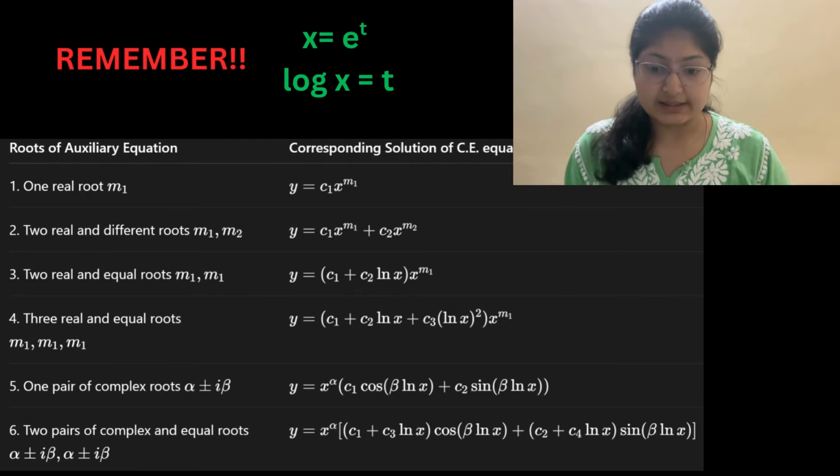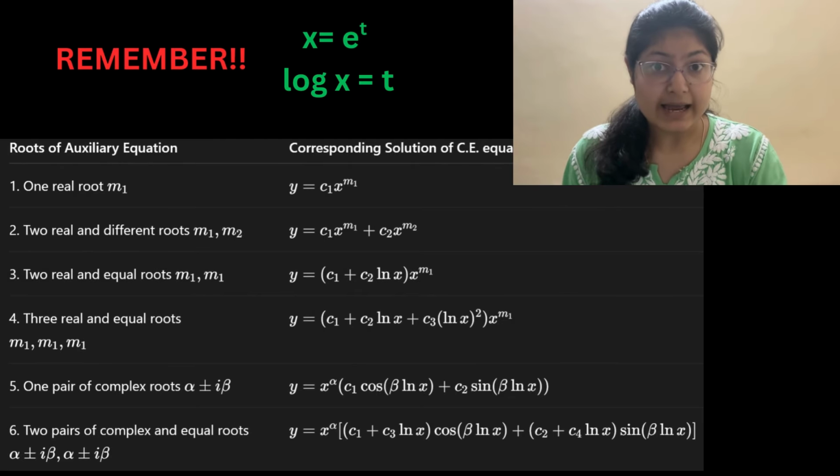Now to find it, we substitute x equals e to the power t, which reduces the Cauchy-Euler equation to one with constant coefficients, which makes it easier to solve. Then, after solving the auxiliary equation, depending on the roots, the CF takes various forms. Now let's discuss three cases here.